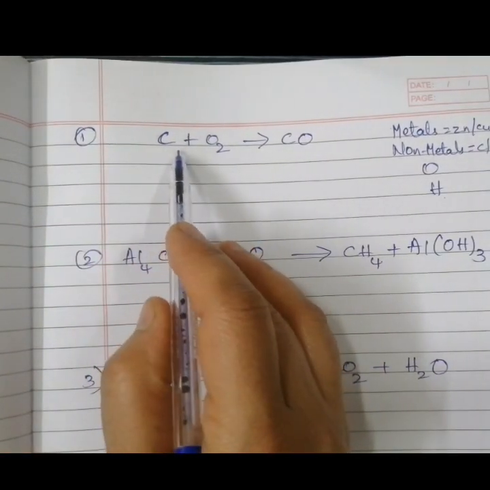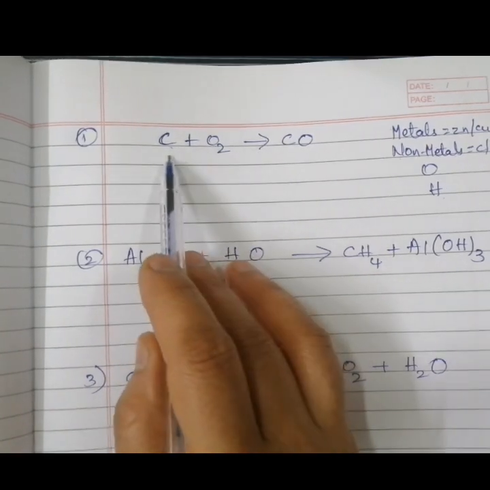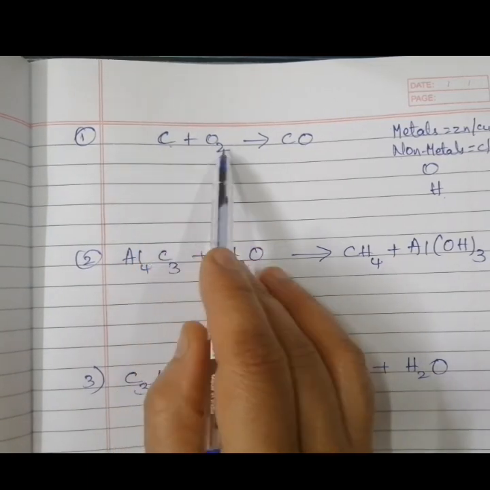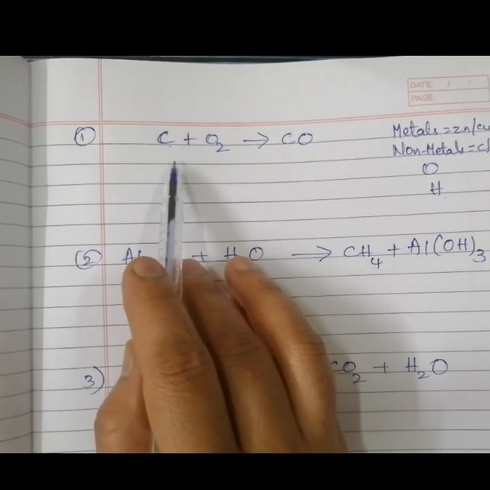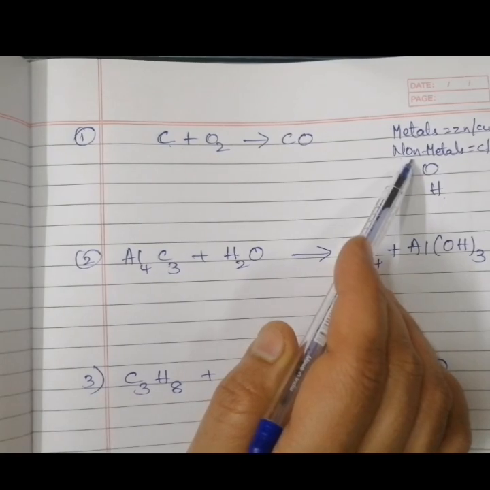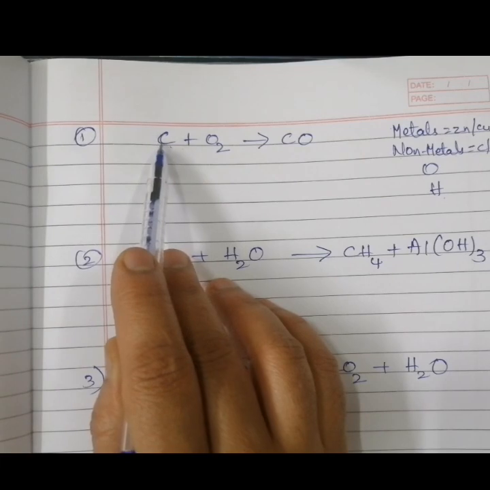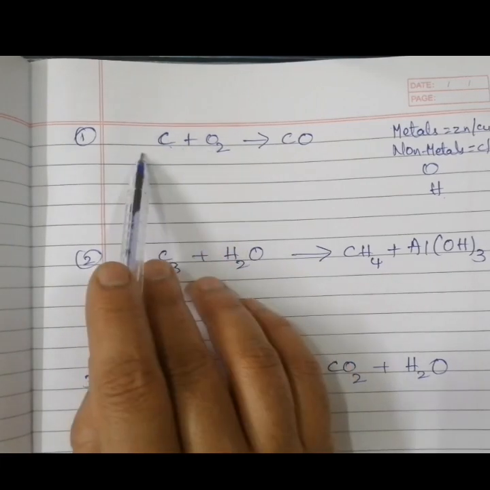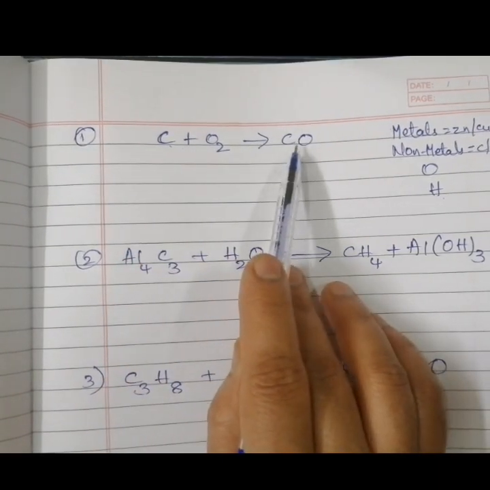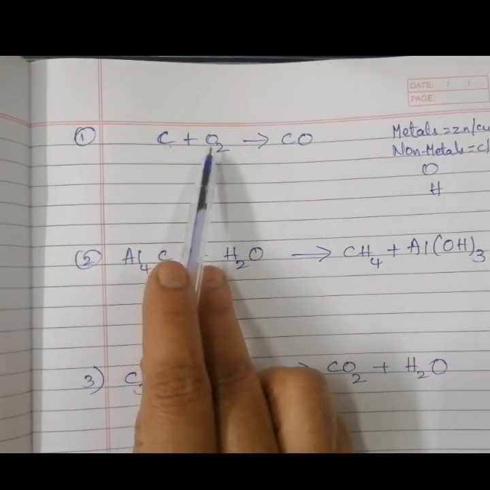In this chemical equation, first we check whether there are any metals. If there are any metals, first we balance the metals. Let's check: carbon, oxygen. There are no metals in this equation, so we go to the second step, the non-metals. The non-metal here is carbon. How many carbons are on the left hand side? Only one carbon. On the right hand side, only one carbon. So carbon is balanced here, and there is no need to change anything.